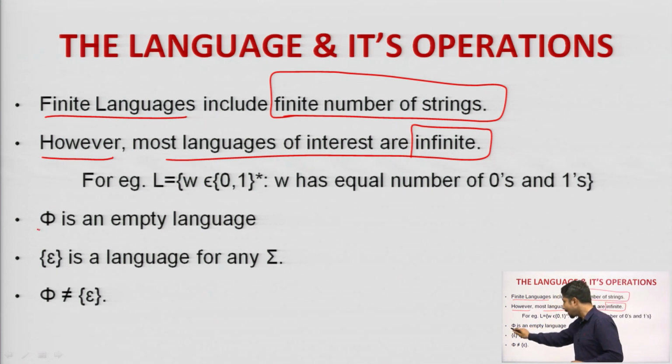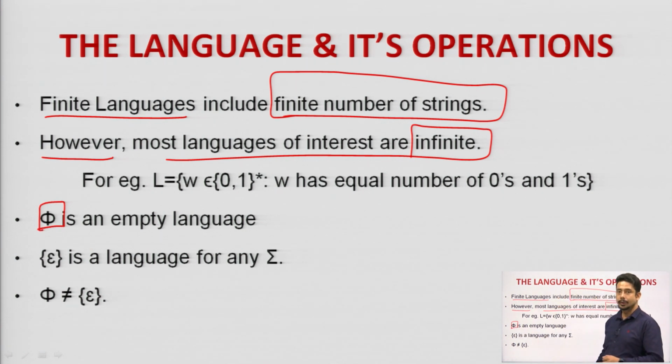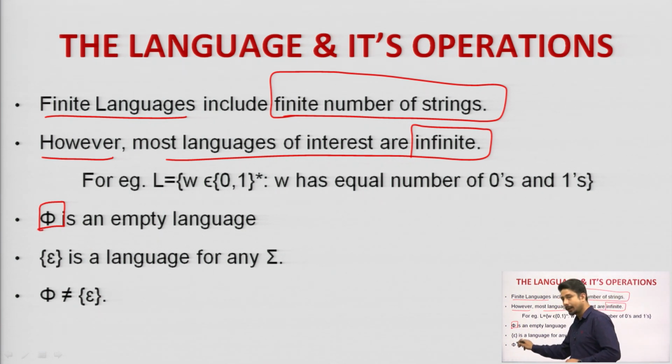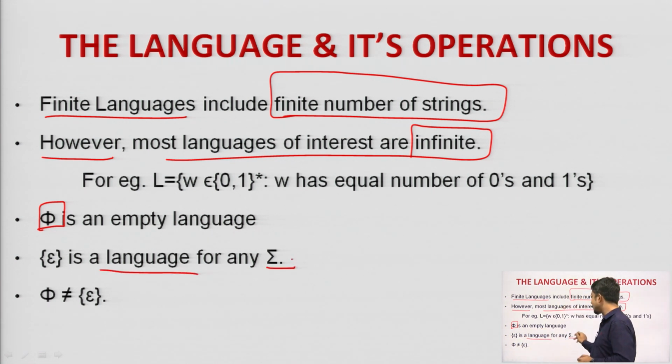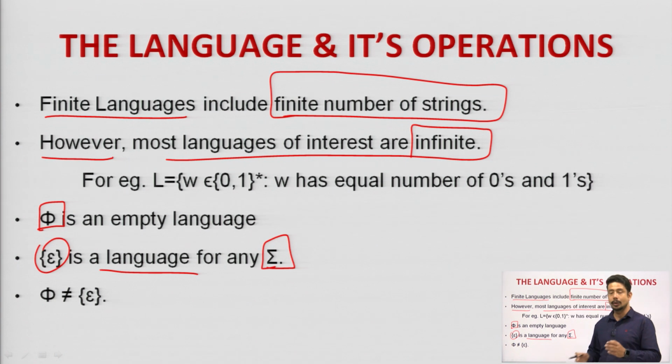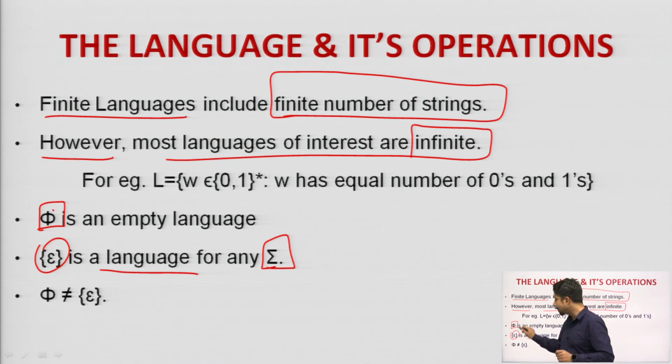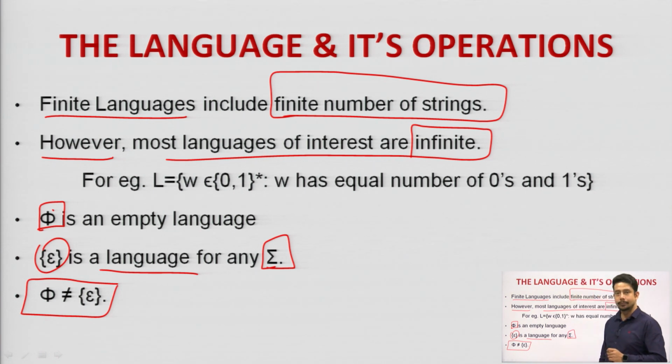Then phi is an empty language. Then epsilon in curly brackets is a language. Do not say that this is a string, no, it is a language for any alphabet. And this phi is not equal to this one, do not get confused. Phi means completely empty, the language is empty, no string, nothing. And epsilon means there is a string, but it is an empty string, a null and void case. So, do not treat these two as equal. This is a valid point, so you can note it down.